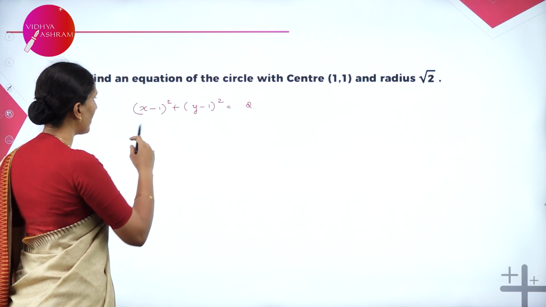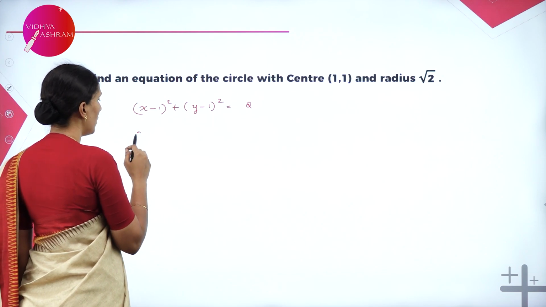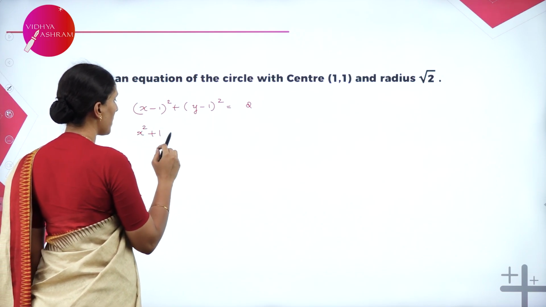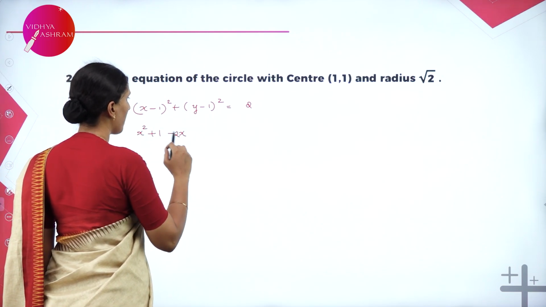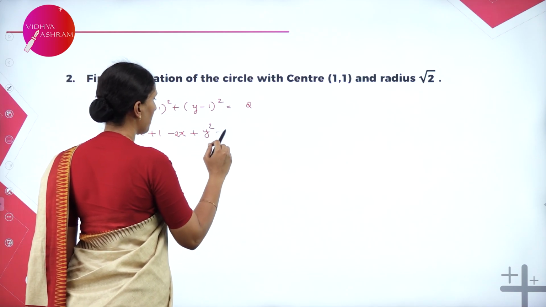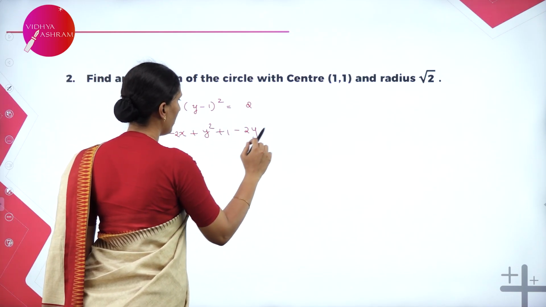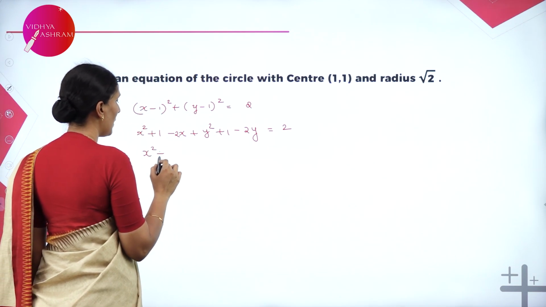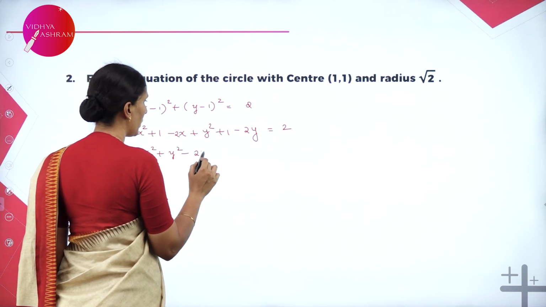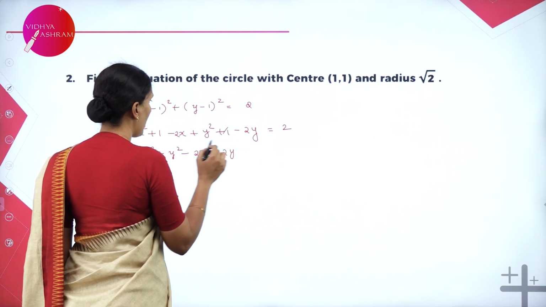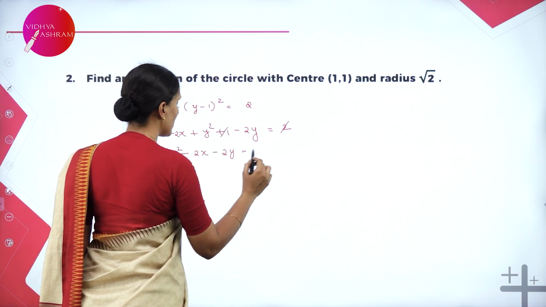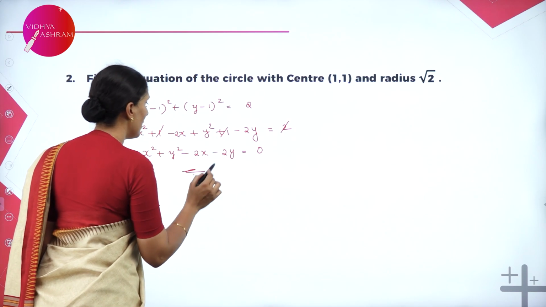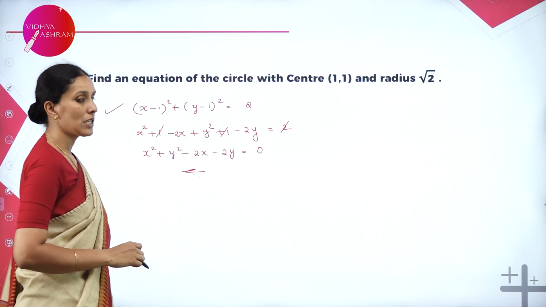You just need to expand this using the identities, which becomes x square plus 1 minus 2x plus y square plus 1 minus 2y is equal to 2. So you can see here x square plus y square minus 2x minus 2y, where 1 plus 1 cancels with 2, is equal to 0. So this is the expanded form of the given circle.